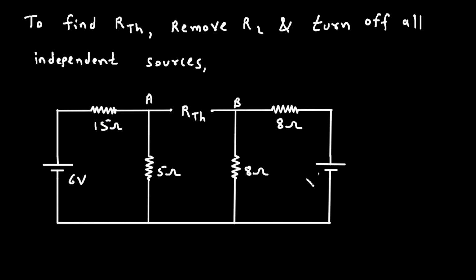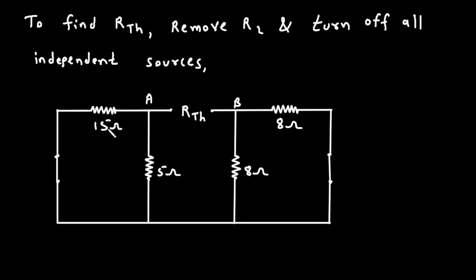So here when we turn off this voltage source, it will be replaced by a short circuit. Again when we turn off this voltage source, it will be replaced by a short circuit. When we turn off a voltage source, we have to replace it by a short circuit. And when we turn off a current source, we have to replace it by an open circuit.